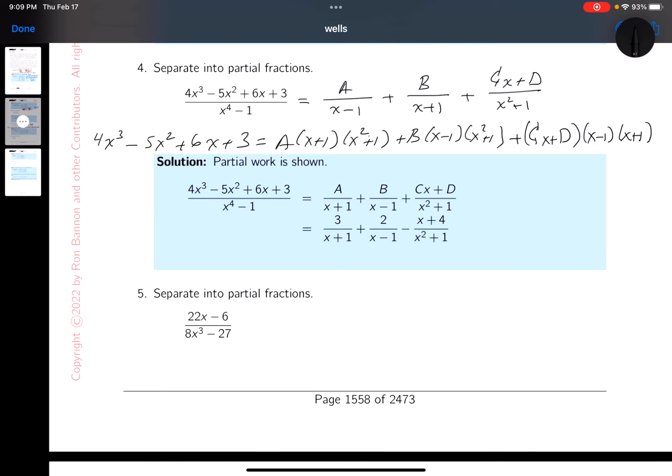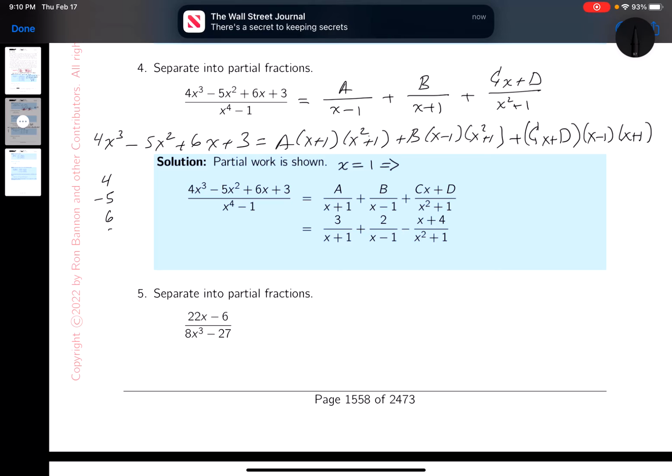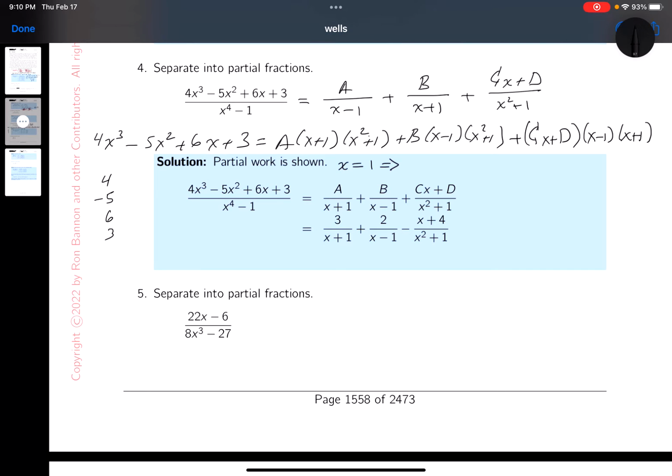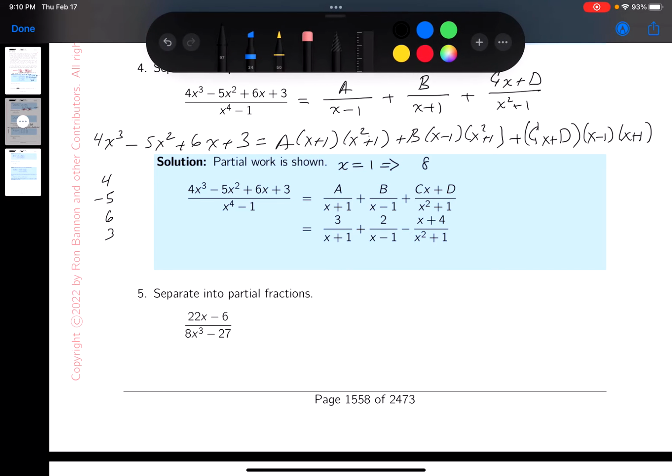Now I pick a value for x that makes my life easy. I'm going to say x = 1. If you do that, what do you get? Well, let's take a look at it. I'm going to put some baby arithmetic down for you. 4 minus 5, 6, and a 3. That gives you 13 minus 5, which is going to be 8. Let me get my eraser out. I'm going to erase this business over here.